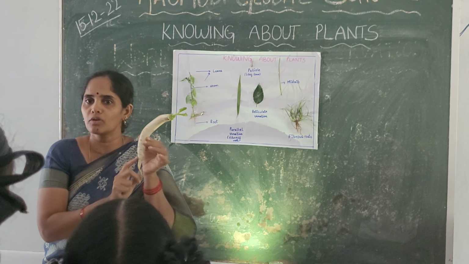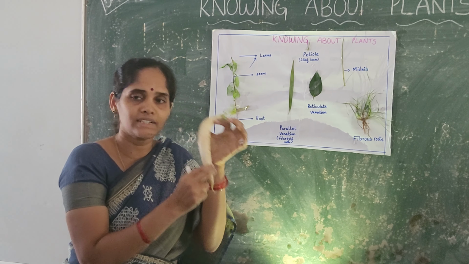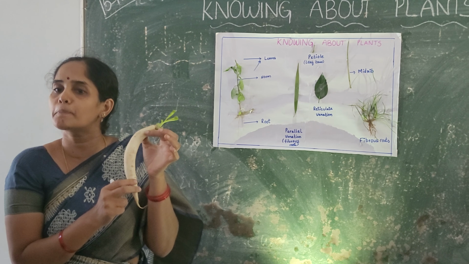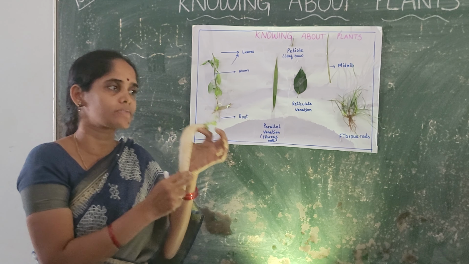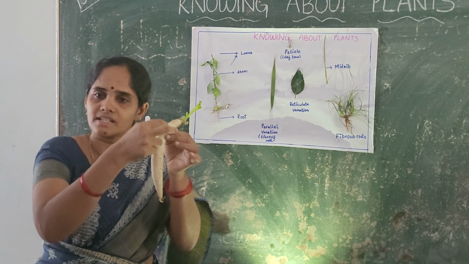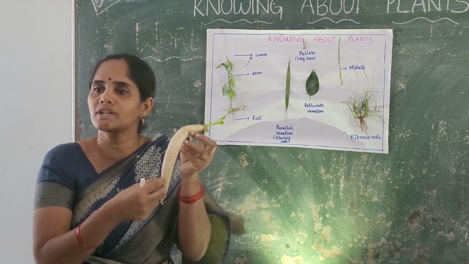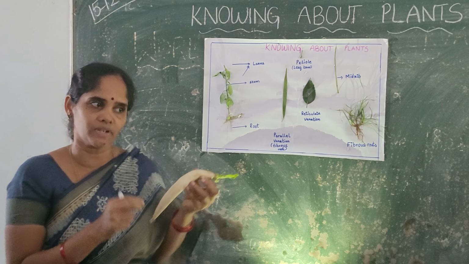Carrot, beetroot, radish, all these are examples for tap root system. You see, we can eat this root directly. The entire food is stored in this root itself, which we can consume directly.